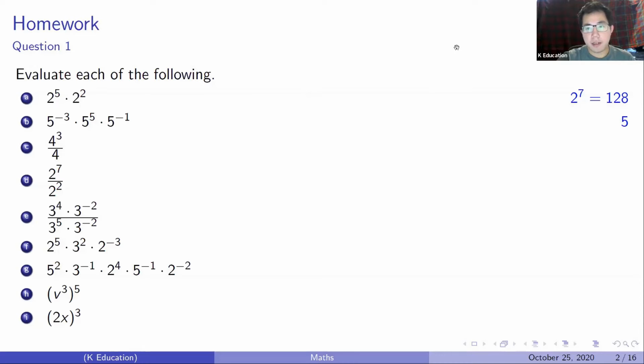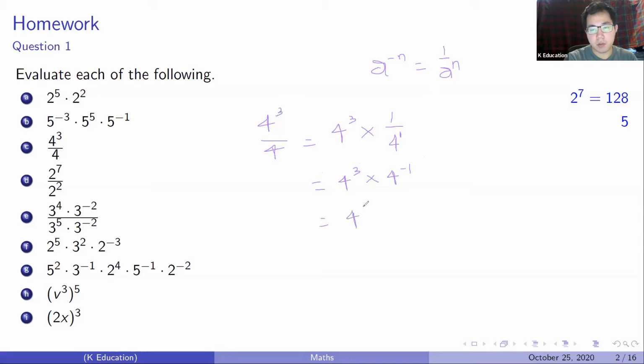4 cubed over 4, hopefully. So I guess there's two ways to do it. You can write out the entire thing if you want, in which case the top becomes 4 times 4 times 4 divided by 4, and you cancel, divide by 4, so you have 4 squared, 16. Or you can convert the bottom into a power. So 4 cubed over 4 is the same as 4 cubed times a quarter. And remember how our negative powers are defined. It's 1 over a to the n. So this is 1 over 4 to the 1, the same as 4 cubed times 4 to the minus 1. So this is 3 plus 1, so it's 4 squared again.